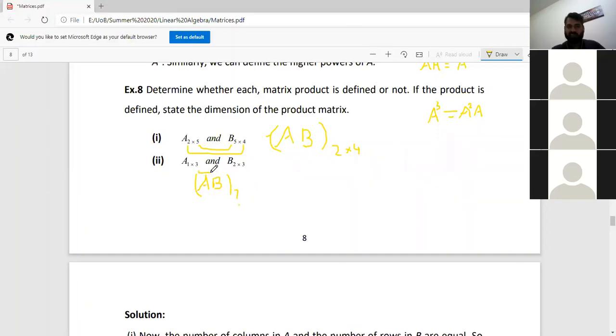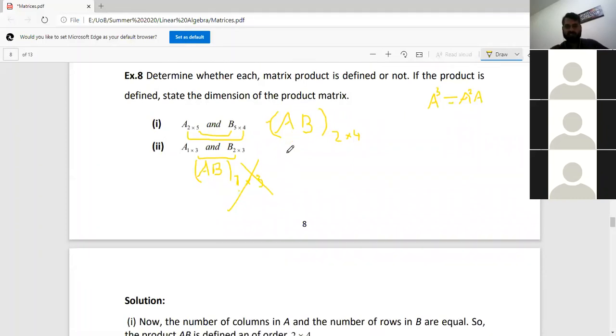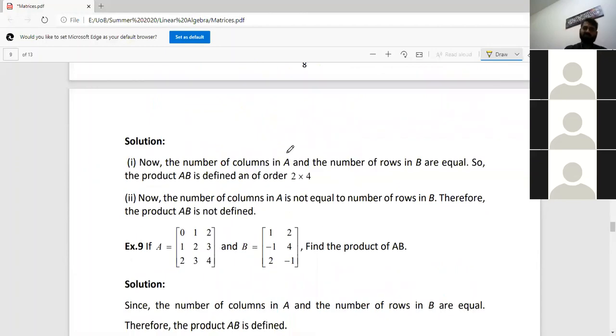It means we were careful. Before writing 1 by 3, maybe we could make a mistake just by looking at the rows of the first and the columns of the second. I can write 1 by 3, but it will be a wrong answer, right? Because this 3 and this 2 do not match. So it means we cannot multiply them. If we cannot multiply, how can we give you the order? This matrix does not exist. Okay, no solution, no product exists here. So at least we understood what will be the order of multiplication.